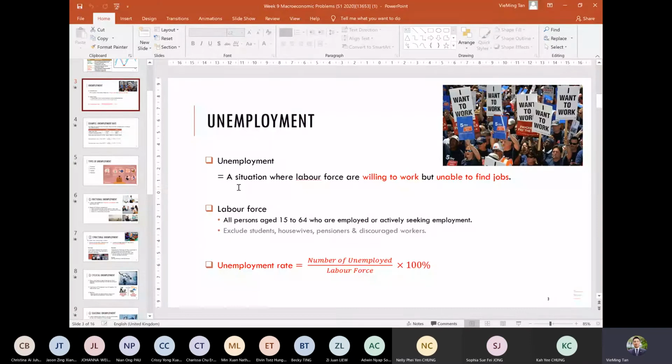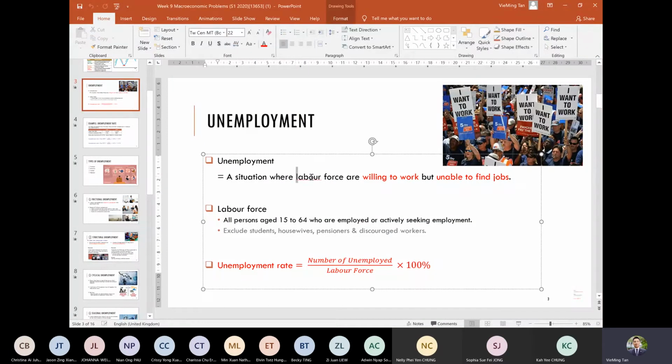Okay, so unemployment refers to the labor force who are willing to work. That means they are willing to work and also actively looking for a job, but unable to find jobs. Unemployment. And this labor force here, how do we categorize this labor force? Who are the labor force then?